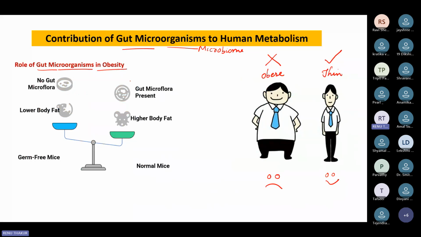So suppose there is an experiment in which the researchers found that if there is no gut microflora, if this gut microflora is absent, lower body fat will be there, and this has been done in mice. Its gut microflora has been removed, and then it was grown for a few weeks. Then it was found that its body fat is low. So how is this? It means that somehow the gut microbiota is playing a role in increasing the weight of that particular mouse.